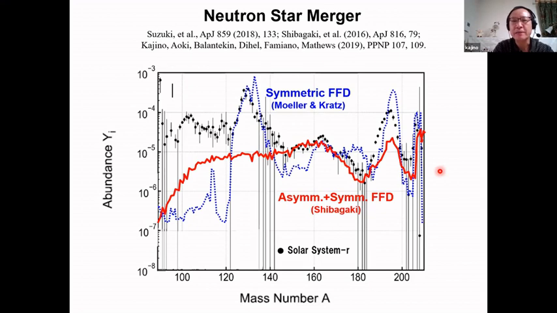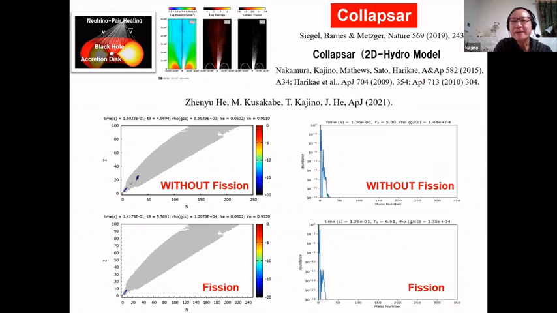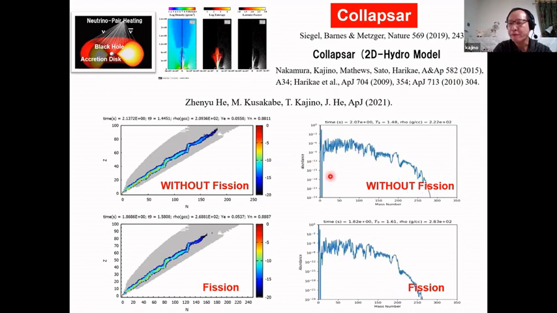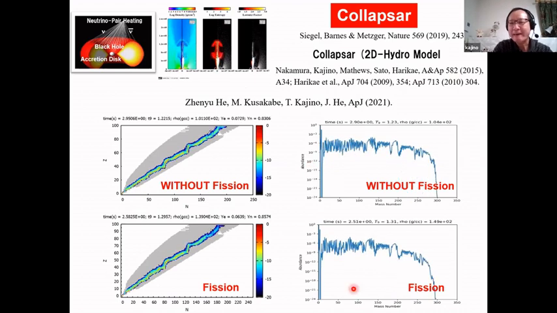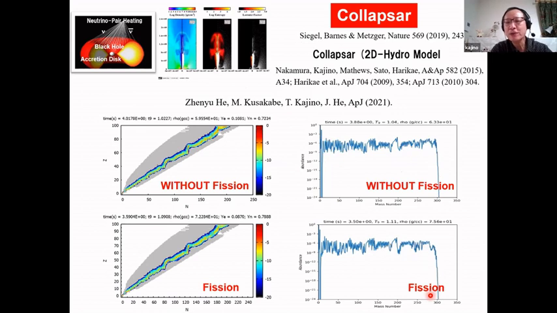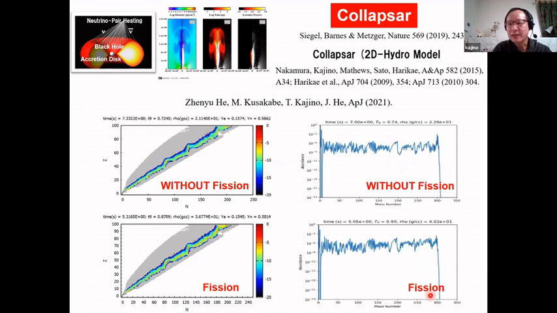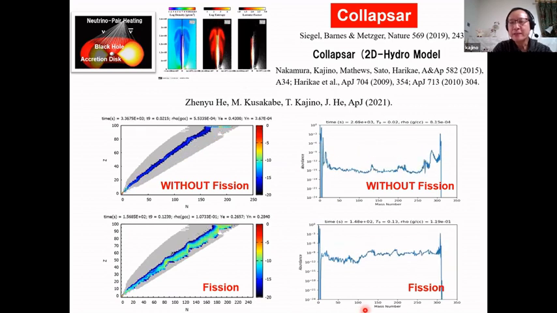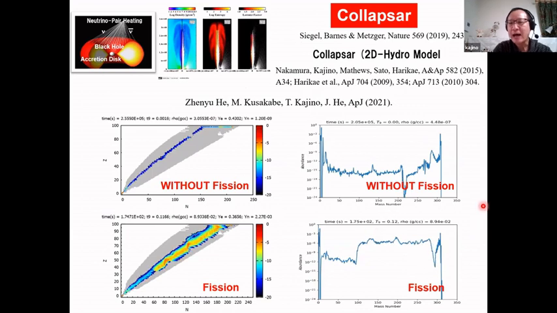Finally is the collapsar process. The collapsar exhibits the fission effect more importantly. The upper one is without fission and the lower one is with fission. And as you see, fission plays a very important role at later times. You see here. Now, fission recycling can enhance our process elements this much.